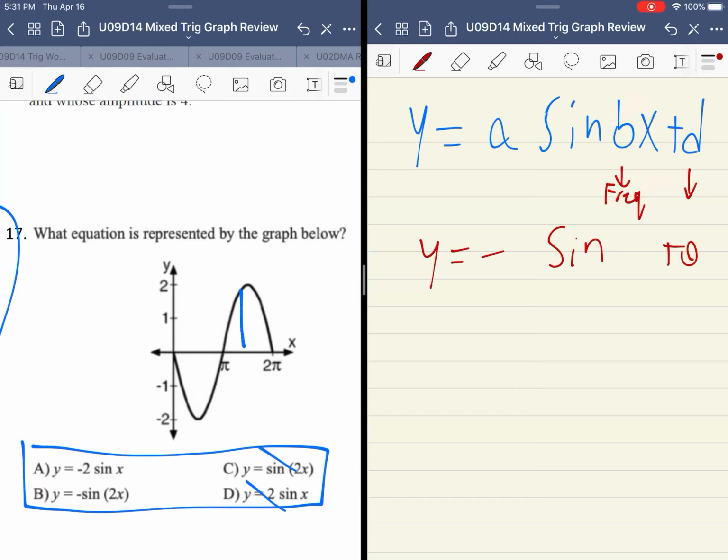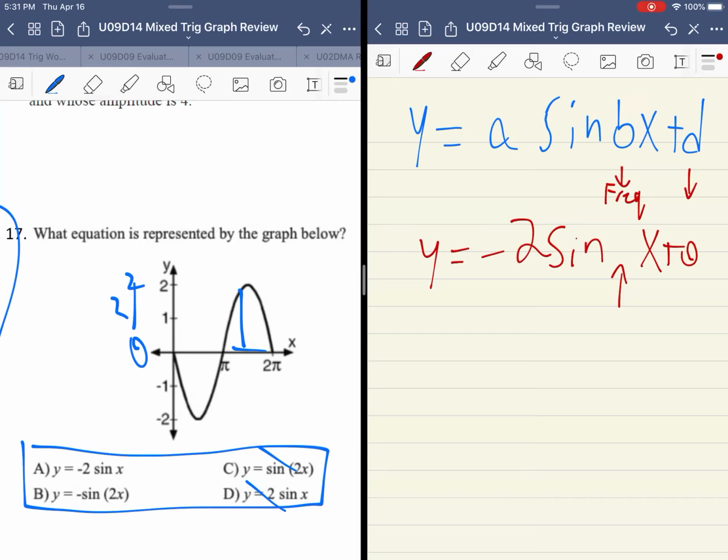Next, if we look at the graph closely, the amplitude is the distance from the midline to the top. So the distance from 0 to 2 is a distance of 2. So that's our amplitude. So it's negative 2 sine of something x. There may or may not be a b value.